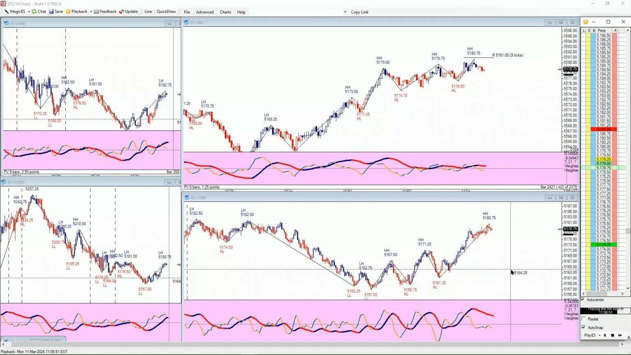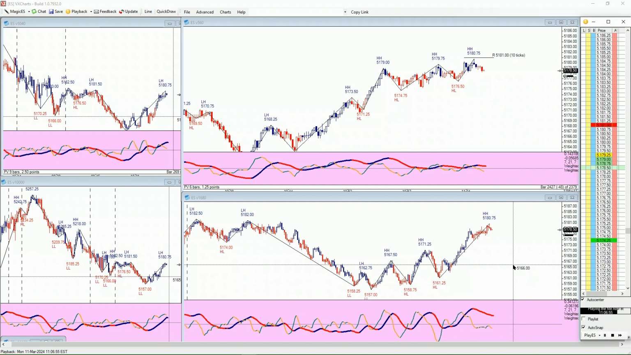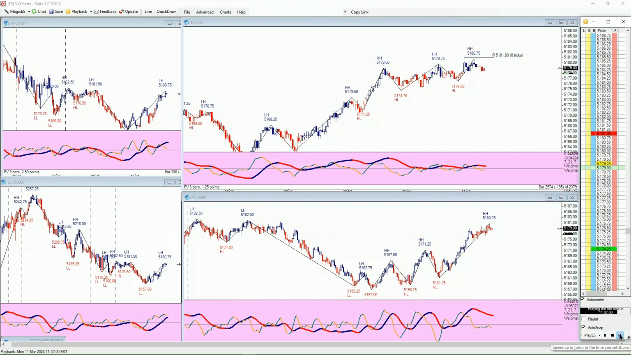Now what I'm going to do at this point in time, rather than sitting here waiting for a long time, is speed up the chart a little bit, so we don't have to spend a lot of time waiting for the trade to finish off.